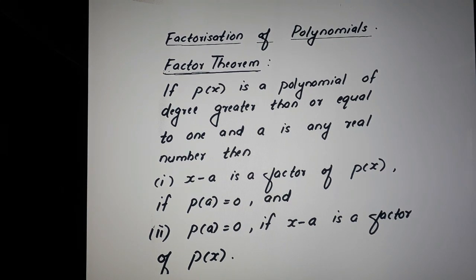Then the next note, that is factorization of polynomials. Under factorization of polynomials, we are studying factor theorem. You can copy down. So, factor theorem states: if p of x is a polynomial of degree greater than or equal to 1 and a is any real number, then x minus a is a factor of p of x if p of a is equal to 0. And the second case: p of a is equal to 0 if x minus a is a factor of p of x.